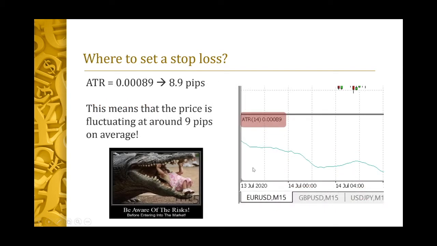When you pull up the ATR indicator on your trading platform, you'll see that there are 5 decimal places. To calculate how many pips the currency pair is fluctuating by, you just move the decimal point 4 places to the right. So just 1, 2, 3, 4. As you can see here, this value translates to 8.9 pips, or you can just round it up to 9 pips. This means that the price is fluctuating at around 9 pips on average.